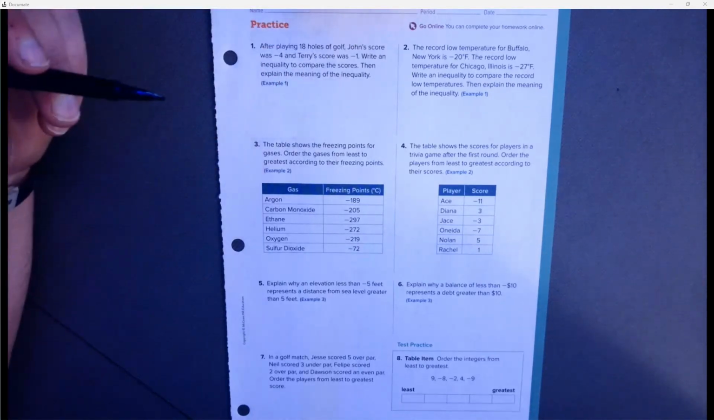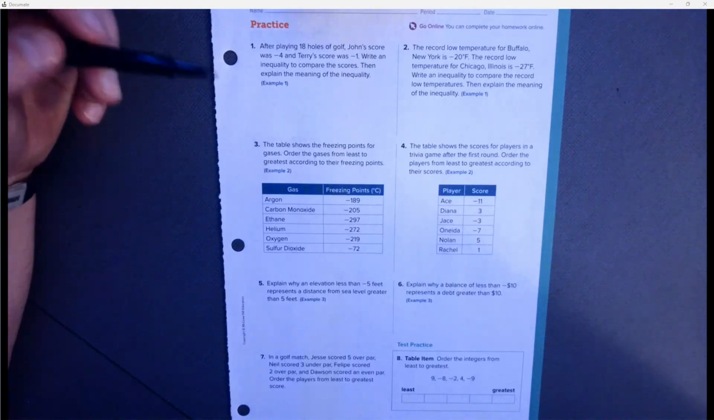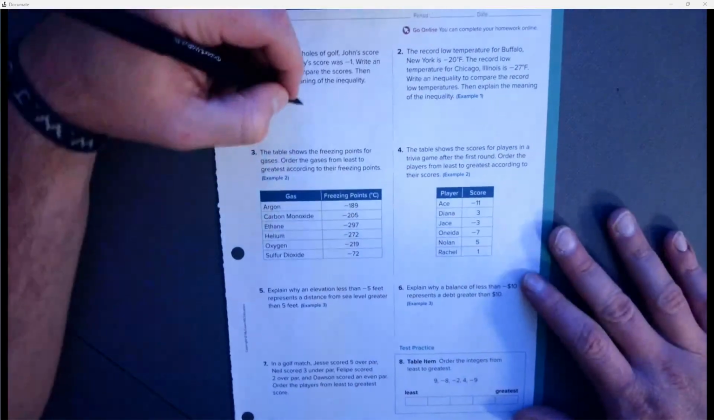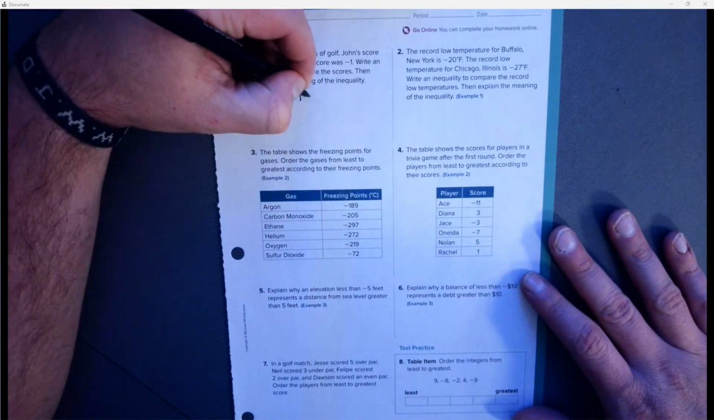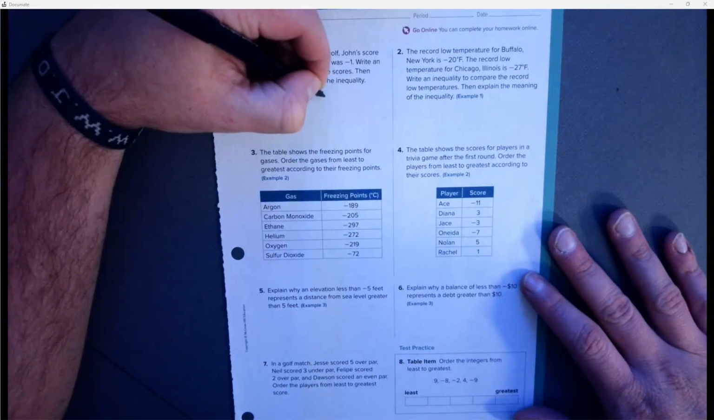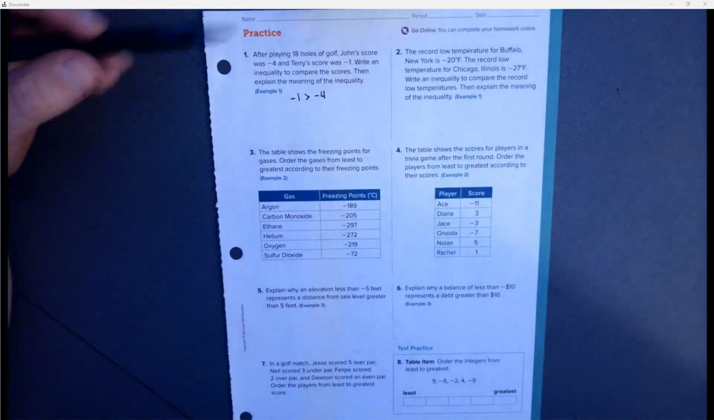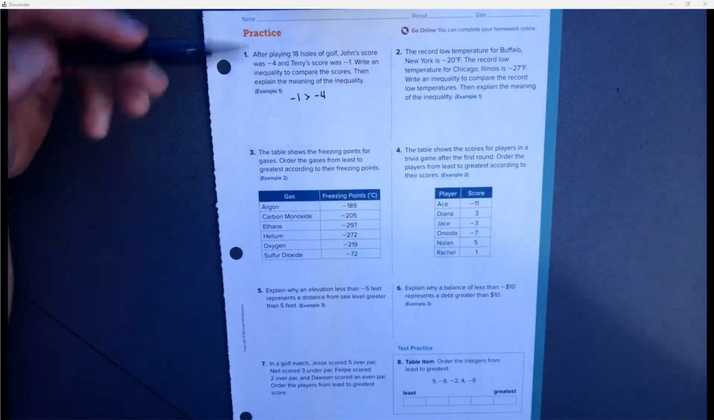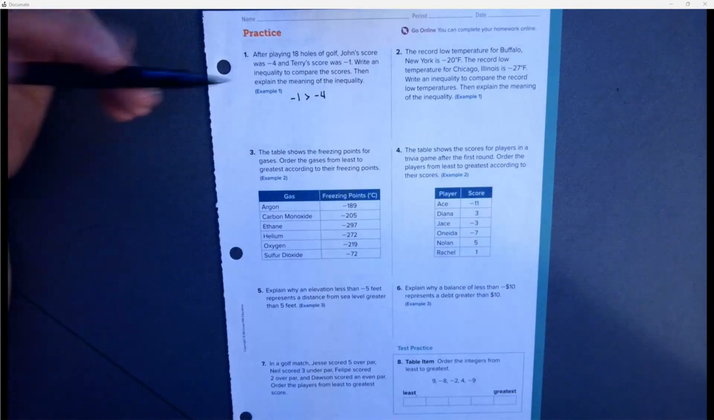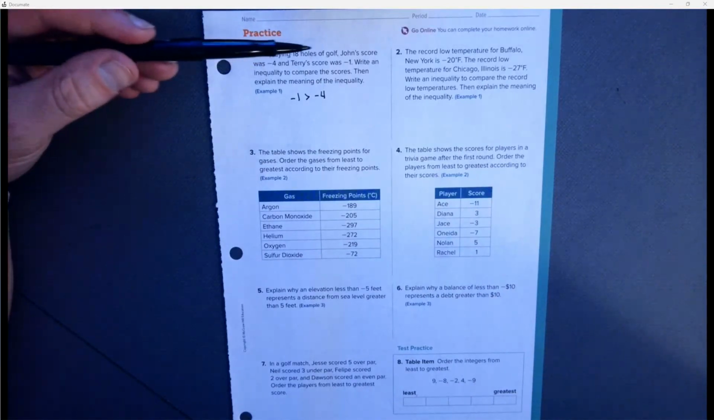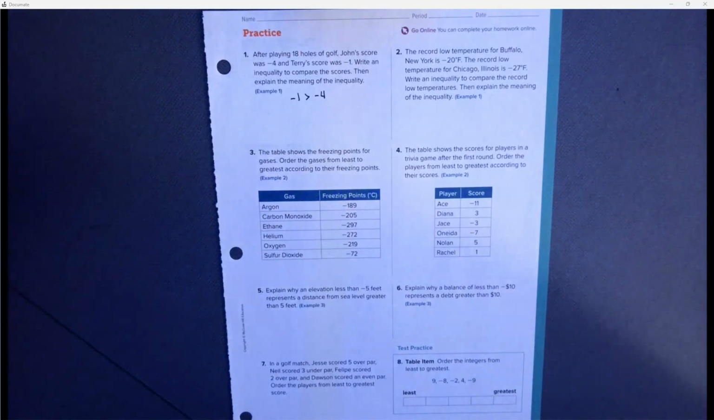So we know John's score is less than Terry's score. So we know -1 is greater than -4. This means that Terry had a higher score than John. Now let's look at number 3.